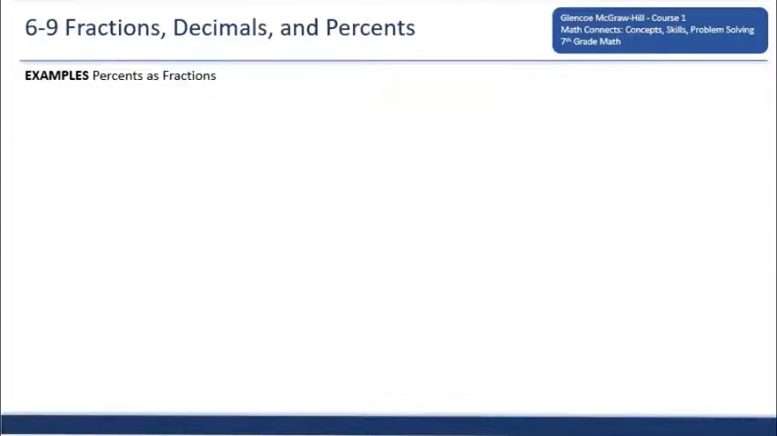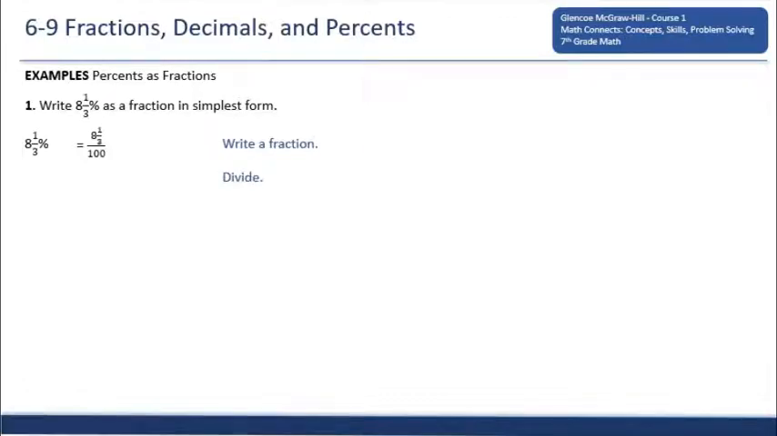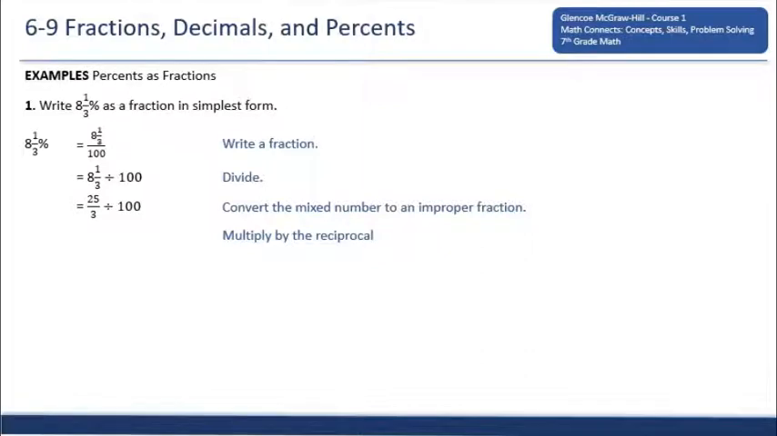Examples: percents as fractions. Number 1, write 8 1/3% as a fraction in simplest form. 8 1/3%, we're going to write as a fraction of 8 1/3 over 100. Now divide. Remember that a fraction is a division problem, so we can rewrite 8 1/3 over 100 as 8 1/3 divided by 100. Convert the mixed number to an improper fraction. Remember that we cannot divide mixed numbers. And then we're going to multiply by the reciprocal, because if you remember, we have to multiply by the reciprocal of the second number.